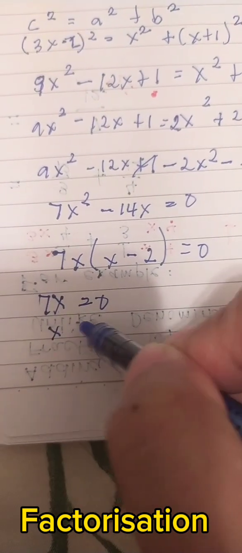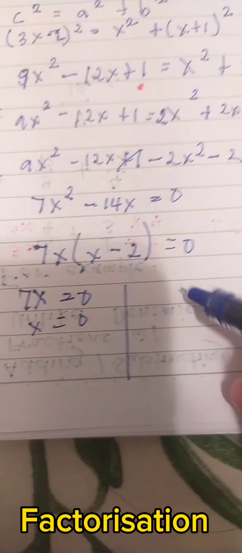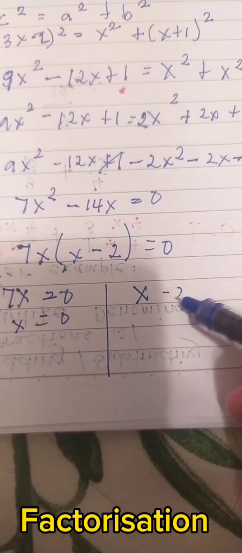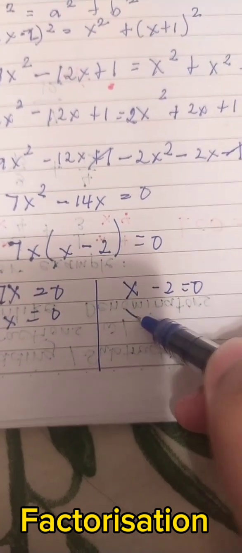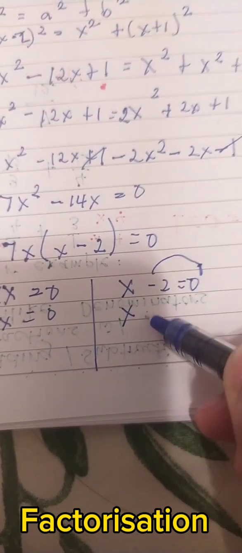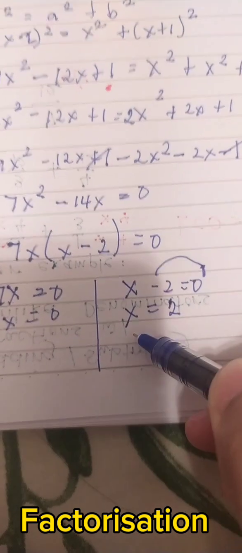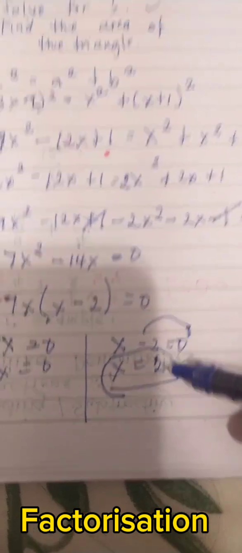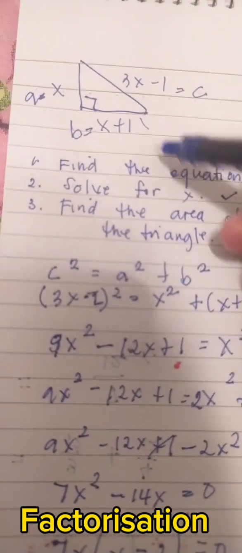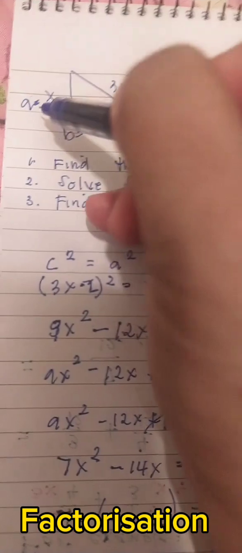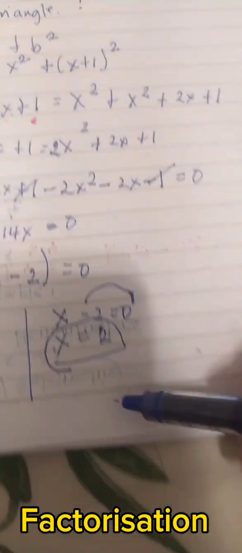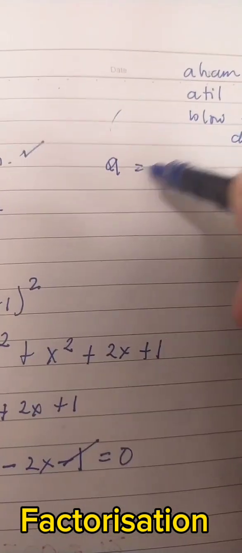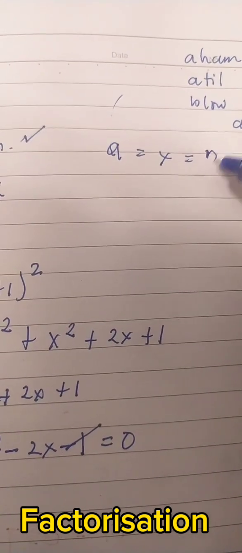So, x here is equal to 0. Now, yung isang value ng x is x minus 2 is equal to 0. Now, pag nilipat mo to sa kabila, magiging positive. So, x is equal to 2. So, ito yung tatanggapin natin. Ngayon, etong value ng x, para makuha natin yung area ng triangle, we are going to put this into our figure. So, ang a natin is equal to x is equal to 2.